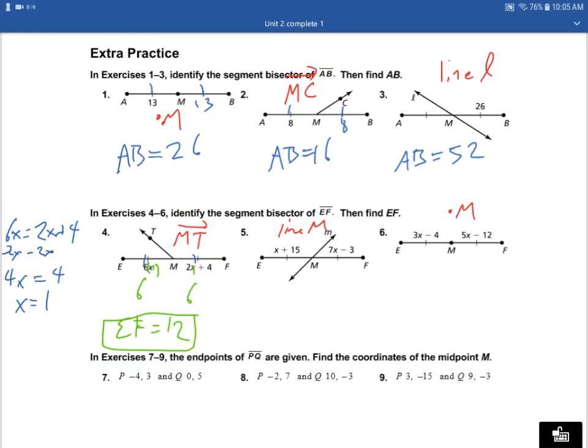Okay, last example. I'm not going to do the other one just because it's not going to fit all on the screen at once. So, 3x minus 4 equals 5x minus 12. That's going to be negative 4 equals 2x minus 12. And then that's going to be 8 equals 2x. So x equals 4 here.